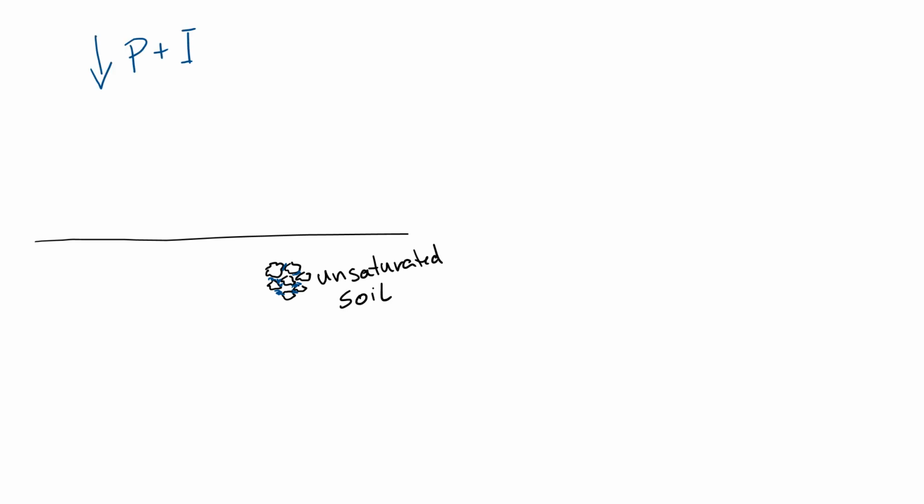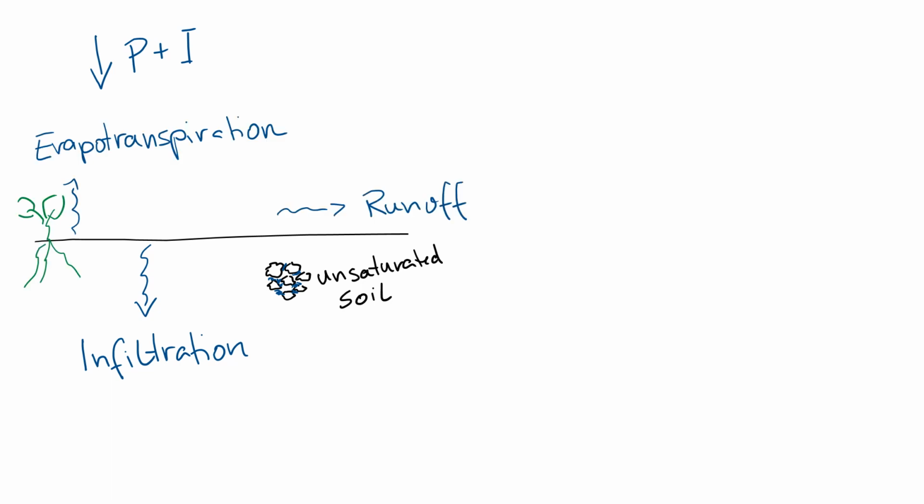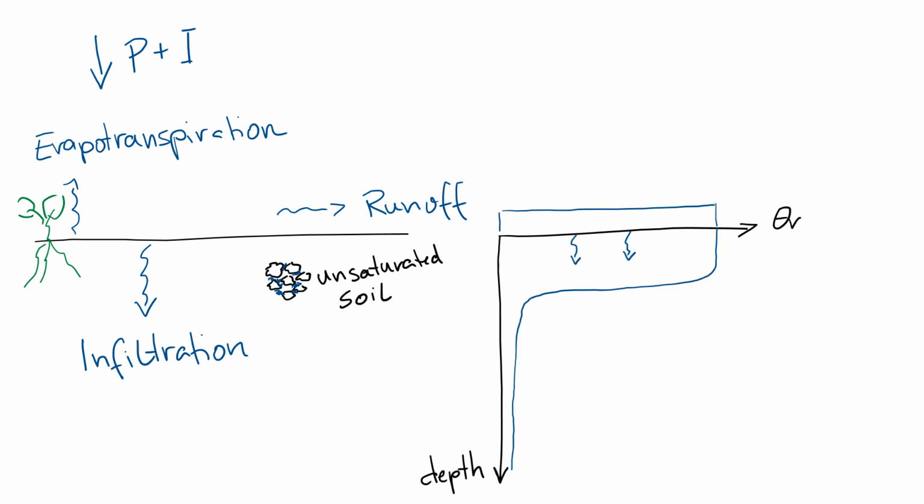So when it rains on a soil surface or we irrigate, some of this water may infiltrate, meaning it will move and be absorbed into the soil profile. Some of the water may also be partitioned into runoff or evapotranspiration, but in this video I want to talk about infiltration. We may look at infiltration as a process in which the water content increases as a function of time as we look down in the soil profile.